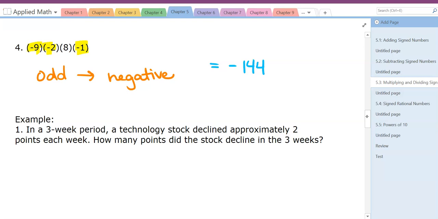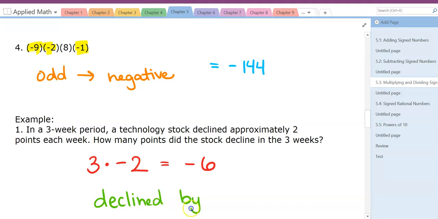What's that? Okay, now since it's declining, let's do negative 2. So this is going to tell me how many points I've lost over the 3 weeks. So 3 times negative 2 is going to be negative 6. A way to interpret that would be that this declined by 6 points. So that stock lost value over that 3-week period.